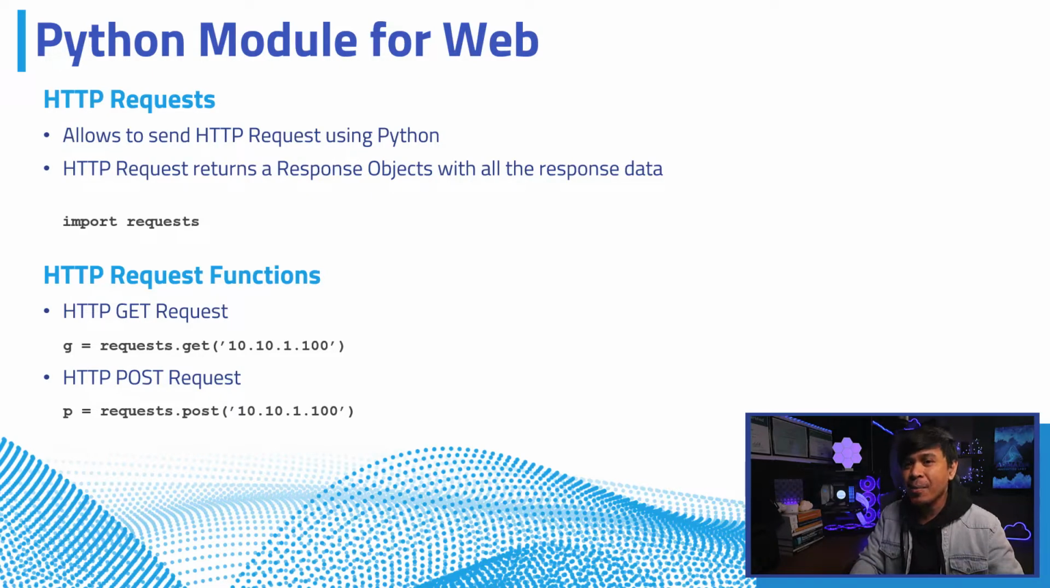And here is an example of HTTP request functions. We use requests.get or requests.post. And inside the open and close parentheses, we have 10.10.1.100. And what is this? This is the destination IP address. It can also be a destination fully qualified domain name, which is the web server or the web application. The best practice is to store it in a variable. In our example, our variable is g for HTTP GET and p for HTTP POST request.